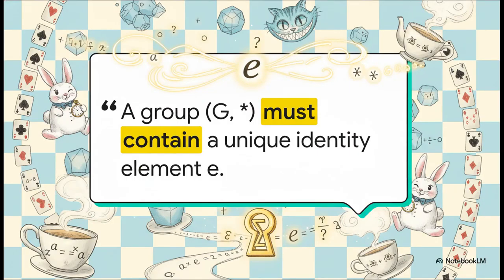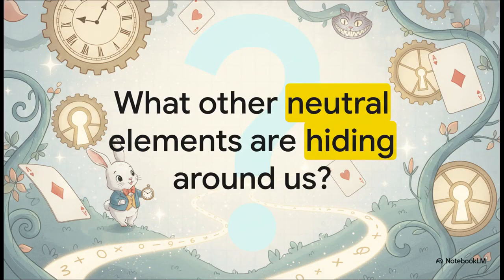And this isn't just some casual suggestion, it's an axiom. That means it's one of the fundamental, non-negotiable rules of the game. For any system to even be called a group, it absolutely must have one and only one identity element. It is that foundational.